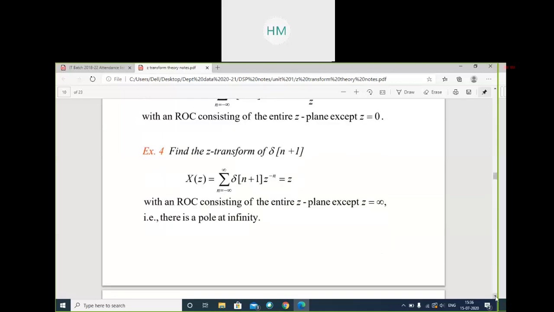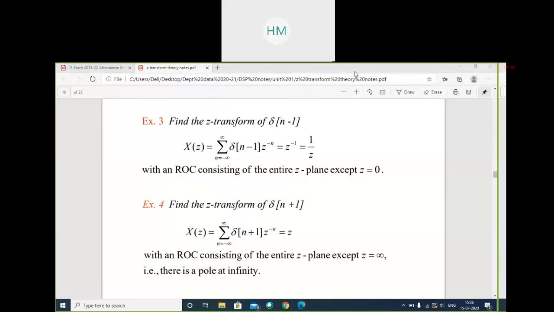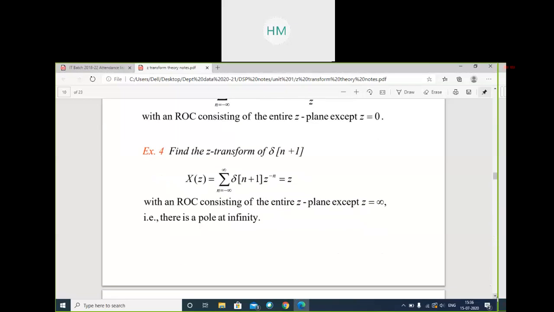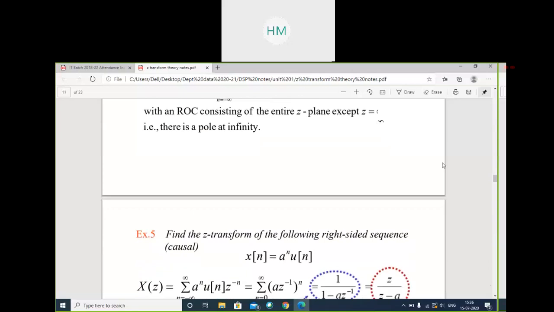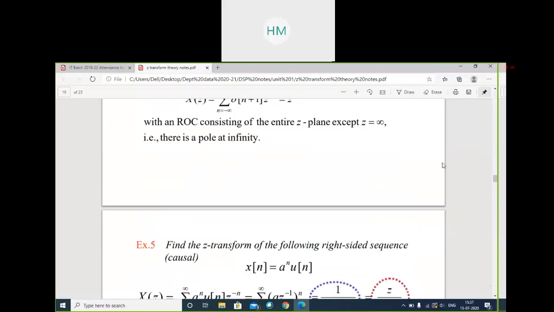So next, do you want to write this in your copy, students? Should I wait? So moving ahead, students, please simplify this in your copy.